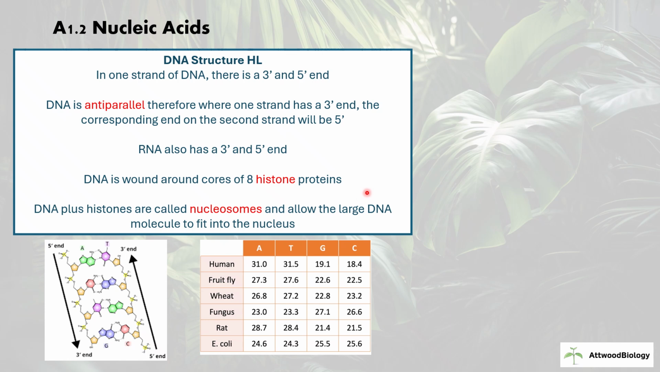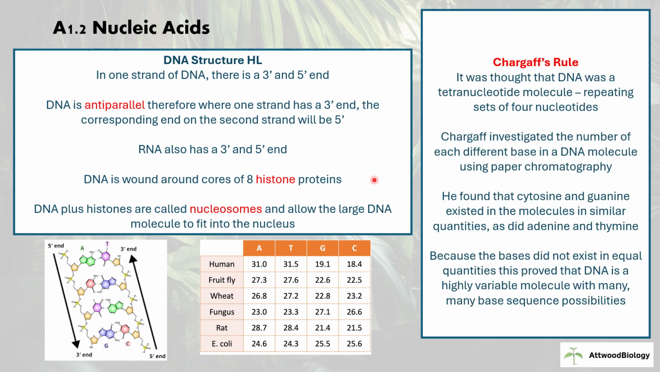DNA is also wound around cores of 8 histone proteins. And when you wind the DNA around the histone proteins, we call that nucleosomes, and nucleosomes allow the large DNA molecule to fit into the nucleus. Without those histone proteins and the ability to wind the DNA around them, the DNA wouldn't be able to fit into the nucleus, and that would obviously be an issue.